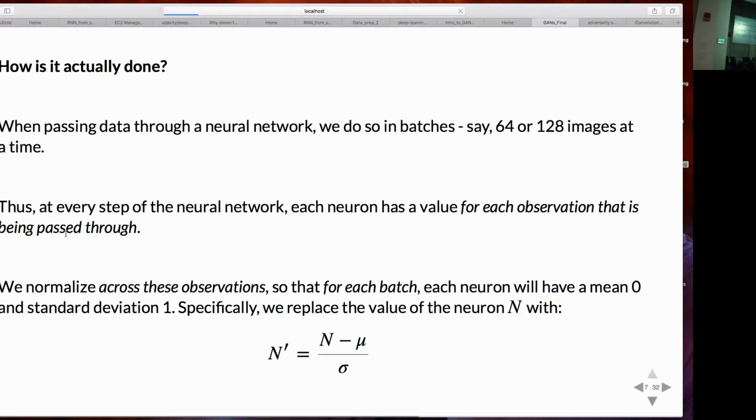This was discovered in mid-2015, and it's a really powerful trick for these deep convolutional neural networks. Yes?